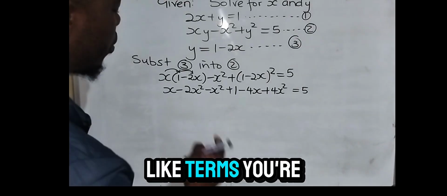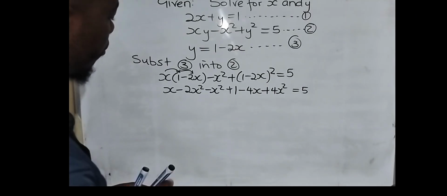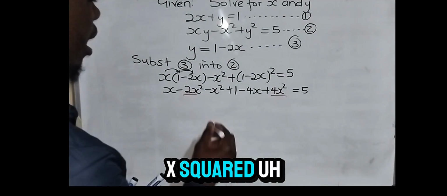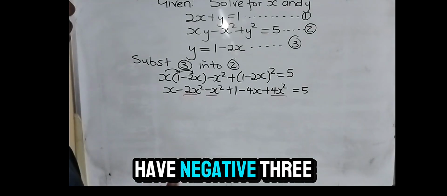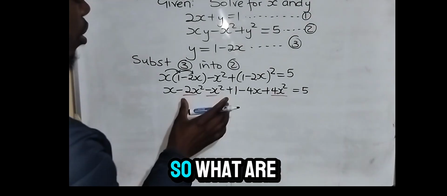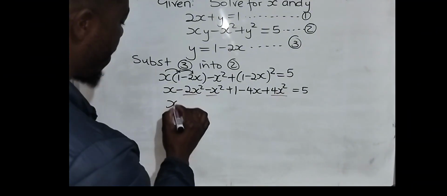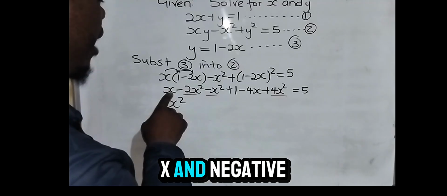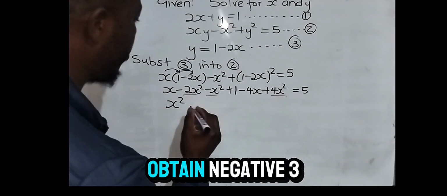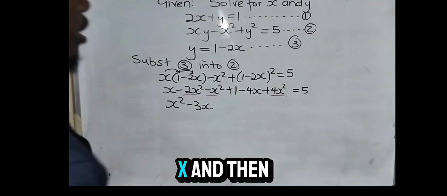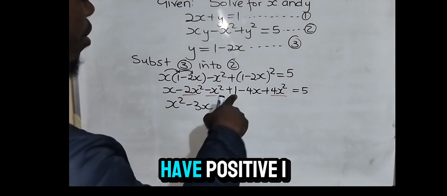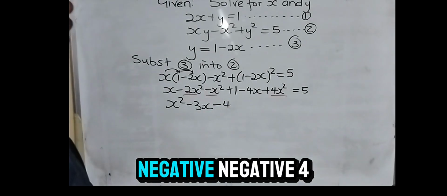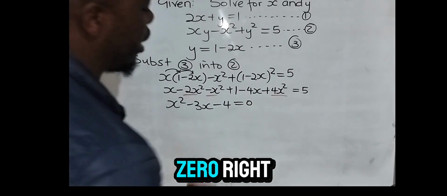If we collect like terms, we're going to see that we have negative 2x squared and 4x squared, and then we have negative x squared. So what are we going to obtain? We're going to obtain x squared. And then we have x and negative 4x. See that we will obtain negative 3x. And then this side we have positive 1. If we bring this side, we're going to have negative 4, all equal to 0.